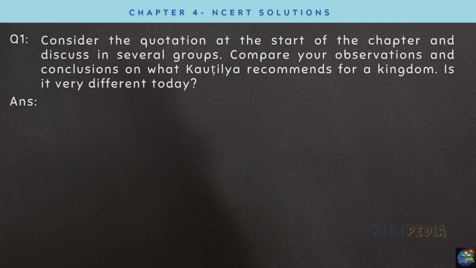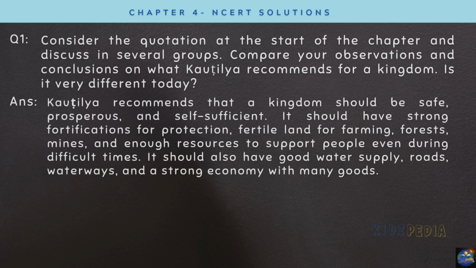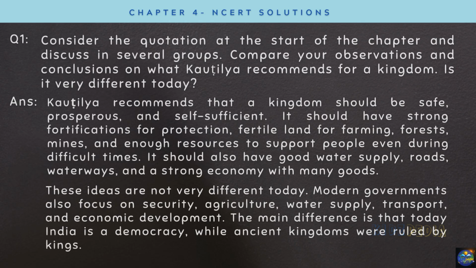So, you can write the answer as: Kautilya recommends that a kingdom should be safe, prosperous and self-sufficient. It should have strong fortifications for protection, fertile land for farming, forests, mines, and enough resources to support people even during difficult times. It should also have good water supply, roads, waterways, and a strong economy with many goods. These ideas are not very different today.